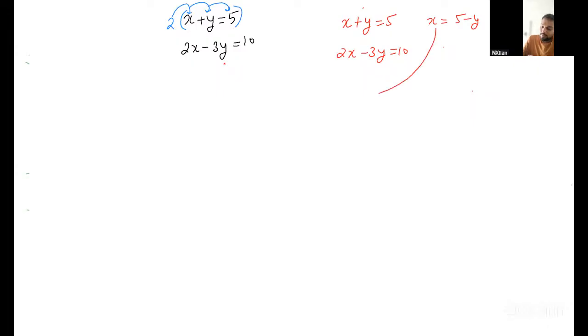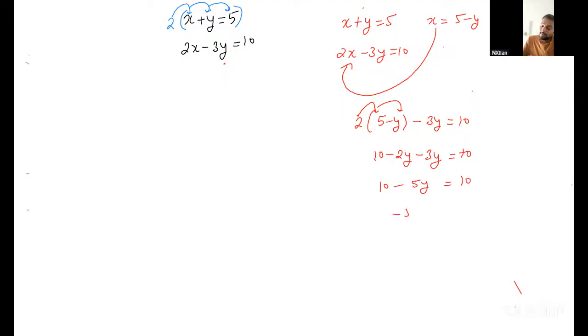I will put the value of x into this. So it becomes 2 into (5 minus y) minus 3y equals 10. This multiplies with this and becomes 10 minus 2y minus 3y equals 10, so 10 minus 5y equals 10. So minus 5y equals 10 minus 10, minus 5y equals 0. So y equals 0.